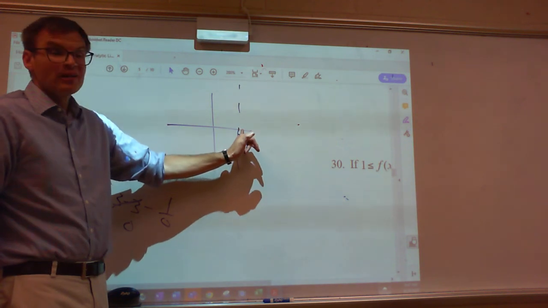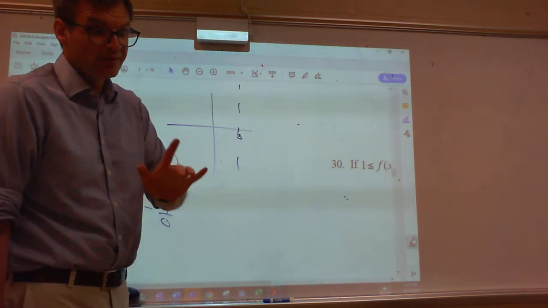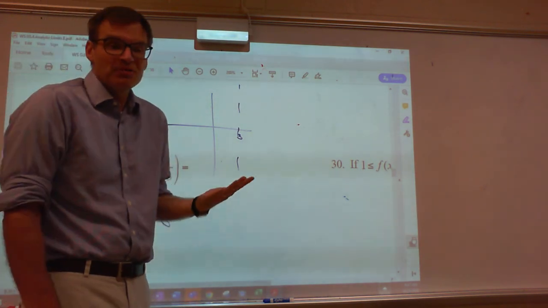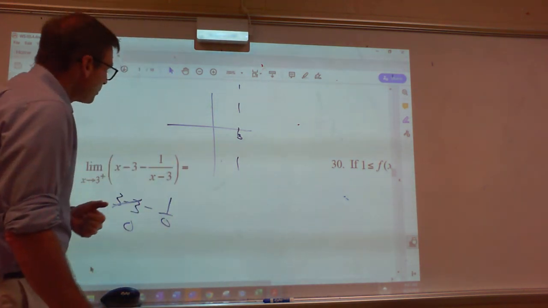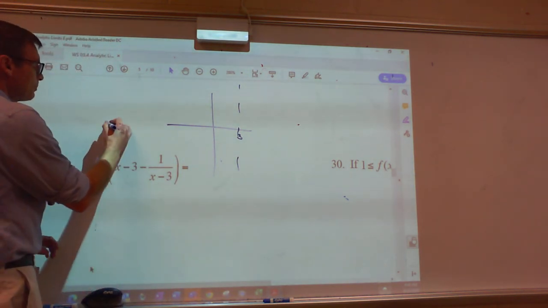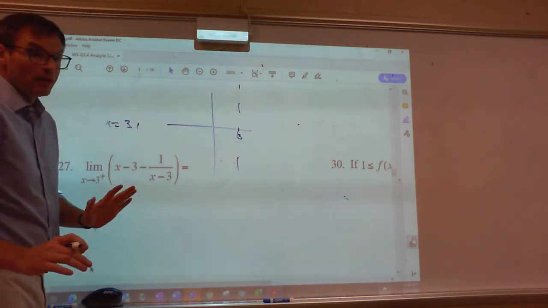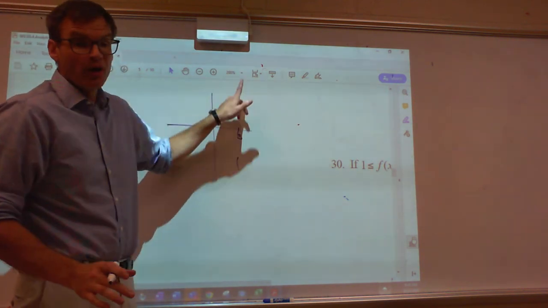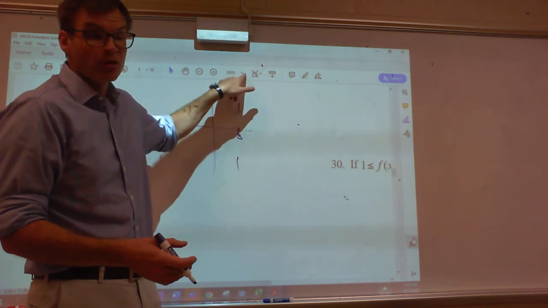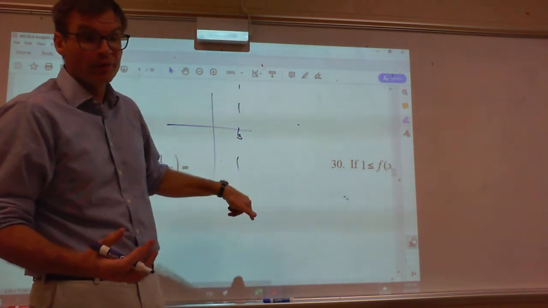I plug in something a little bit bigger than 3, and it's not as tedious as you might think. Say I plug in 3.1. What happens if x is equal to 3.1? All I want to know is, am I going all the way up or all the way down? If I plug in 3.1 and end up with a positive number, that means I'm going all the way up. If I get a negative number, that means I'm going all the way down.